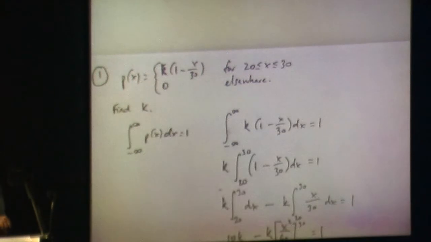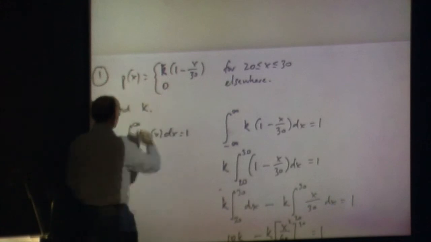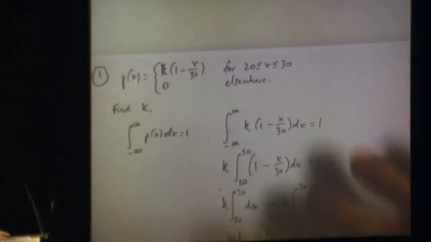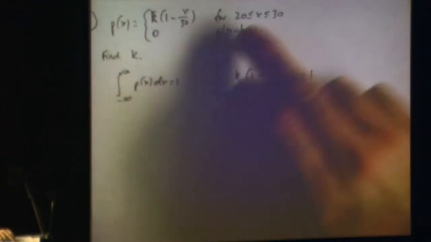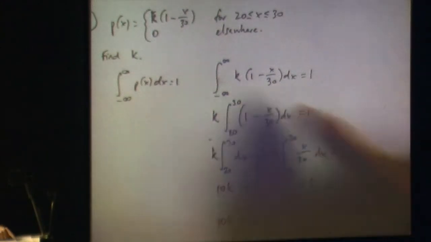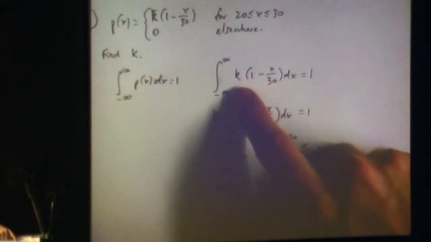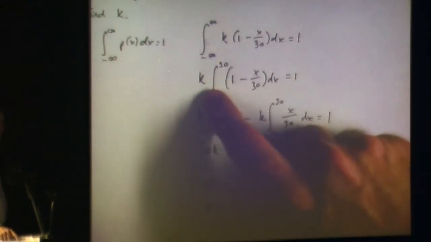So the problem was, we've been given a PDF up here, where between 20 and 30 this was our PDF, and it is 0 elsewhere. So obviously the area elsewhere is also 0, but between 20 and 30 we have a certain function. We know that the area under that curve must be 1. So if we take the integral of the function between 20 and 30, that must equal 1. K is a constant, so that can come outside, and that's what we're trying to find.